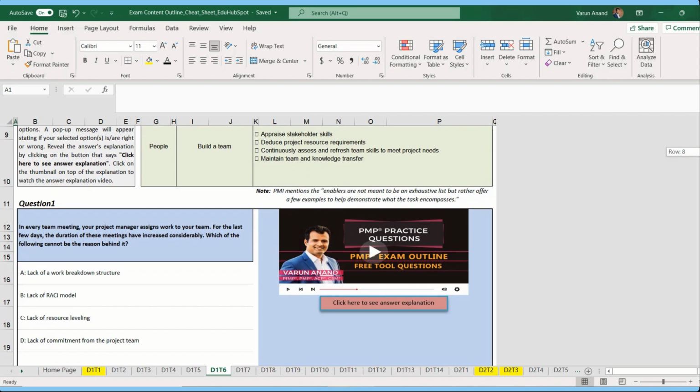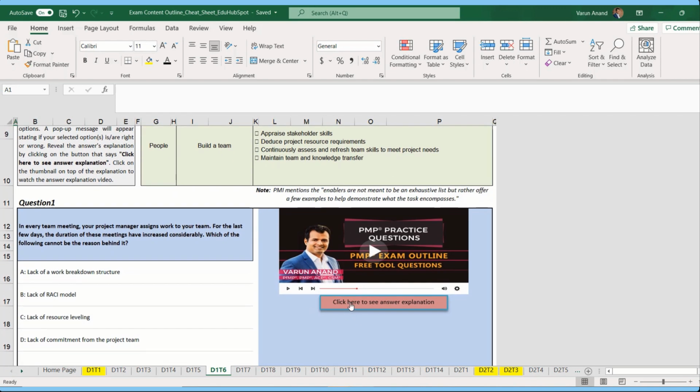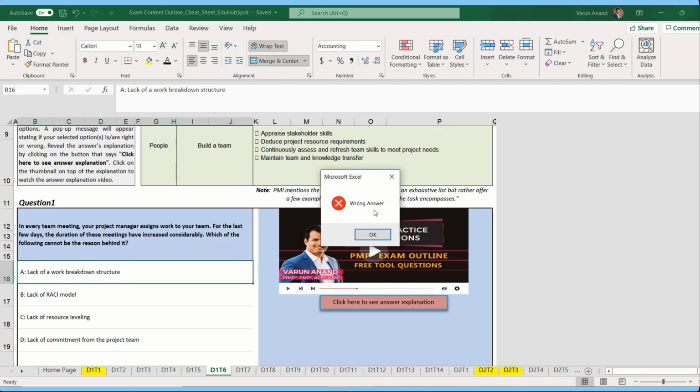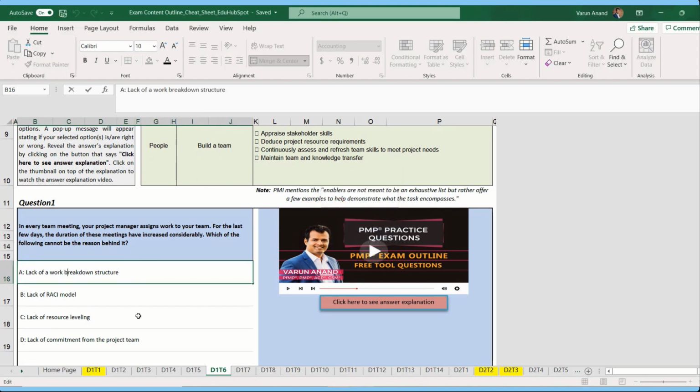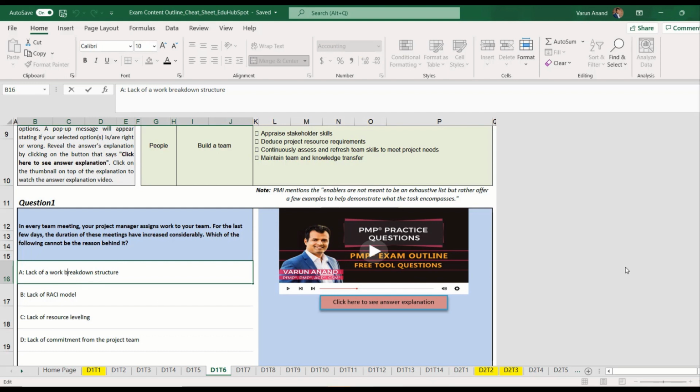You can actually see the question explanations and the answer explanations. If you click on it, it will say wrong answer or correct answer, and once again, we'll do this in detail. But let's first try to understand the exam content outline, basically the enablers for this particular task.